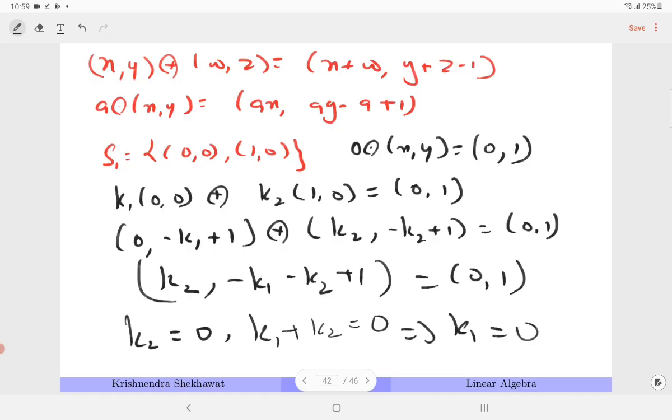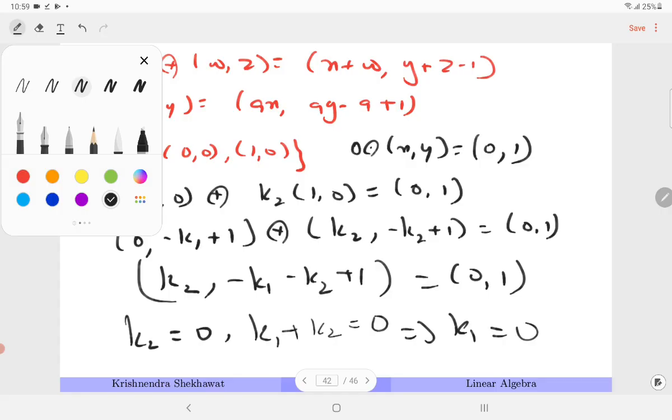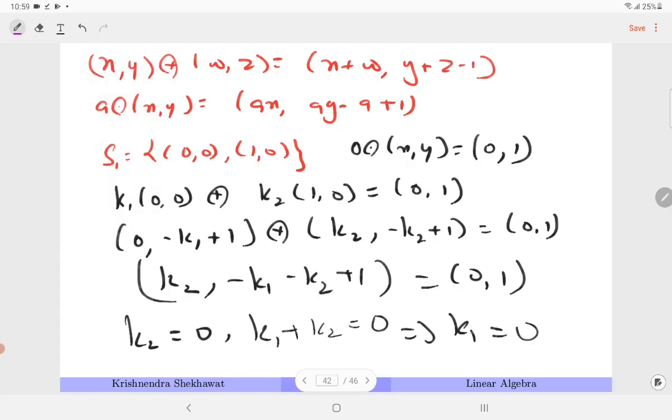And now recall the set S2. Set S2 is 0 comma 1 and 1 comma 0. Now 0 comma 1 is the 0 vector, so the 0 vector is directly included in set S2. Therefore I can conclude that it is LD. So set S2 is LD and S1 is LI.